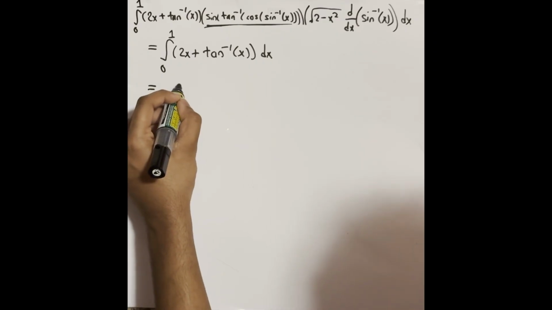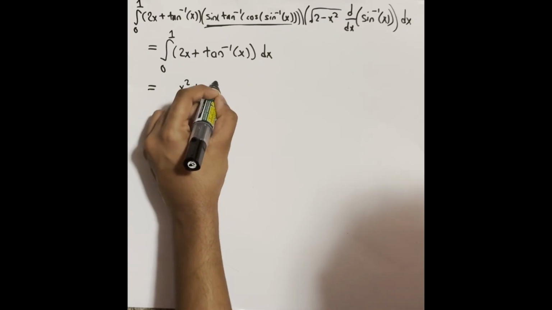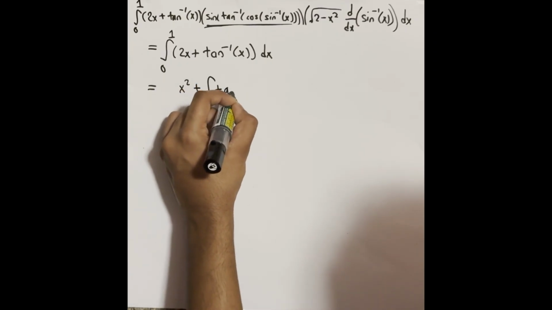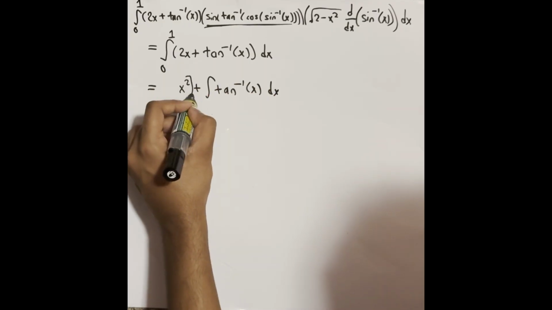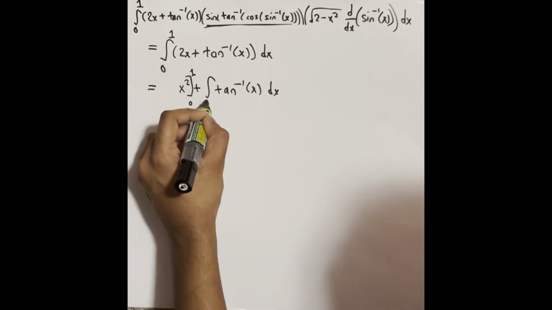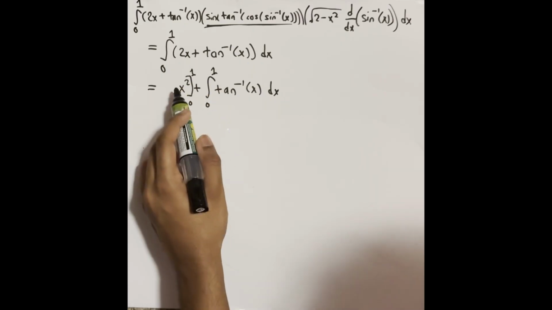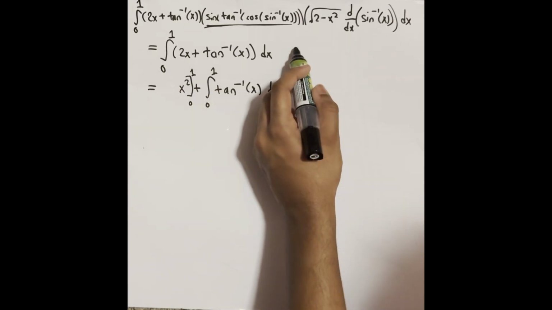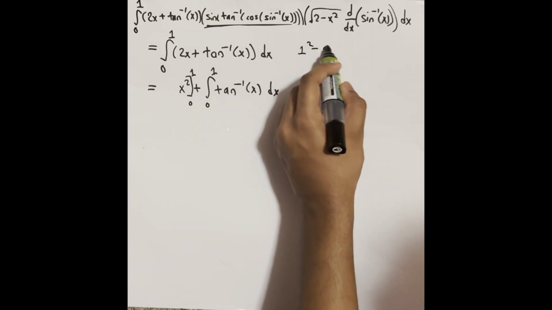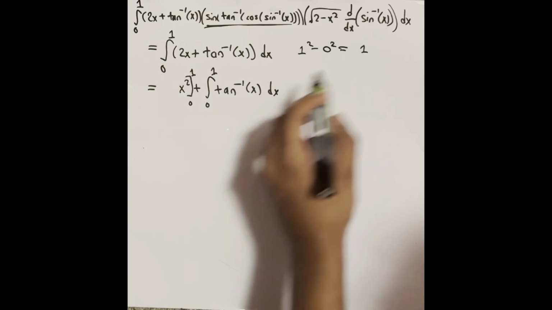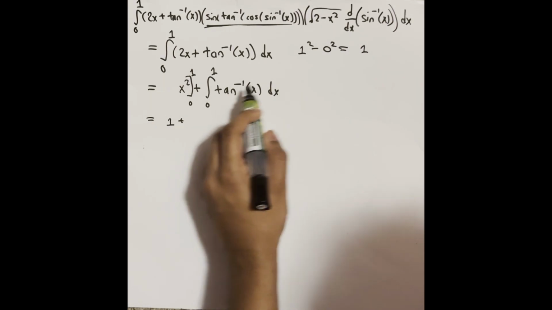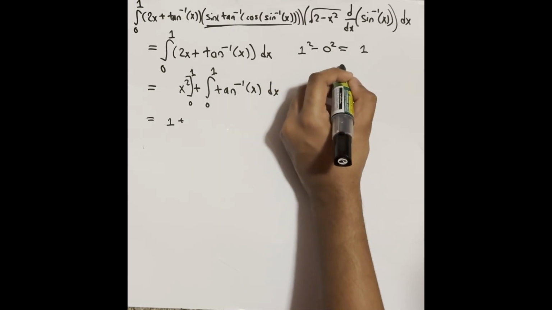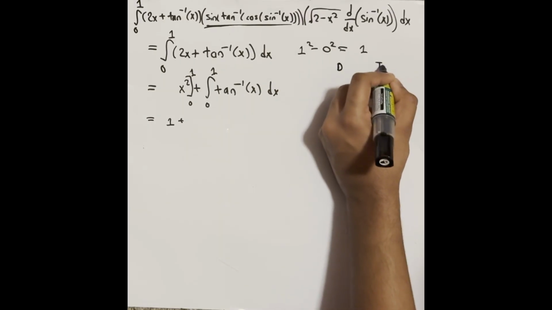Integrating 2x with the reverse power rule, we get x squared, and then we have to integrate inverse tangent of x with respect to x. And don't forget to evaluate x squared at 0 and 1 in the definite integral from 0 to 1. So x squared evaluated at 1 and 0 is just going to be 1 squared minus 0 squared, which is 1. Now we have 1 plus the integral from 0 to 1 of arctangent of x.